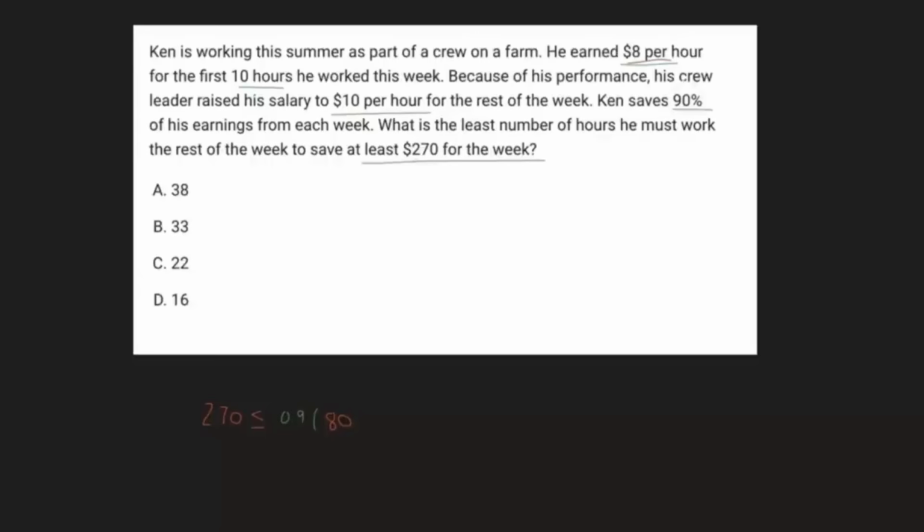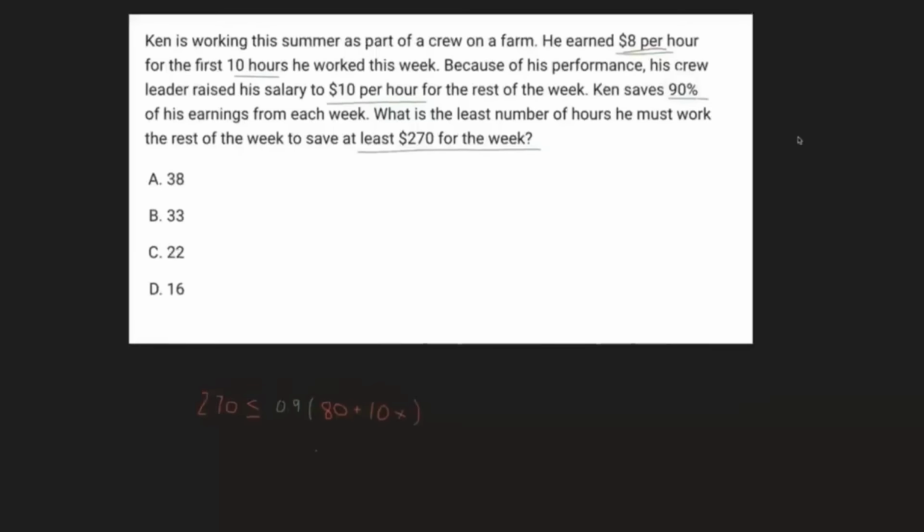Therefore, we can write this as plus 10, because that's the flat rate. And then we can just write x as the number of hours he works. And x, in our case, in this inequality, will represent the least number of hours he must work to save at least $270. All right, so now we just want to simplify this inequality, right?